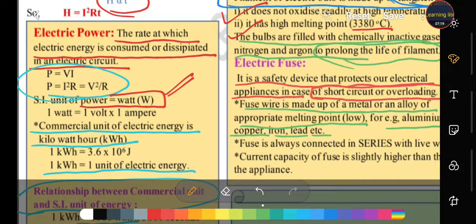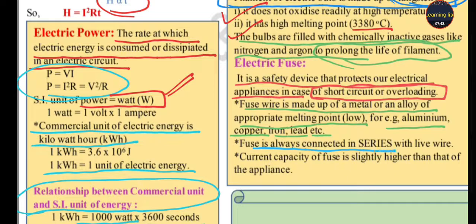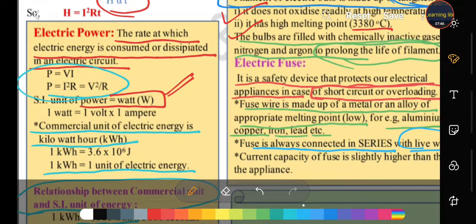For making the fuse, we use a type of wire that has a very low melting point, so that in case of short circuit or overloading, this low melting point causes the wire to melt, and as the fuse wire melts, the circuit gets broken and it can save our electrical appliances. And students, it is always connected in series with the live wire. Why is it connected in series? Think. Because we know that in series connection the current is the same.